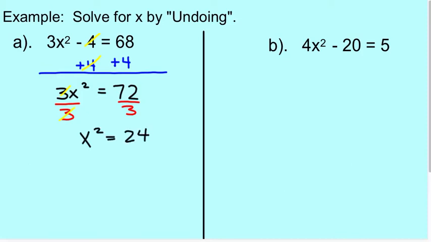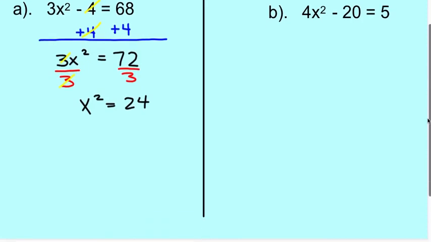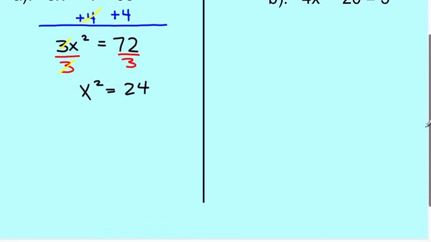Next step is to undo the squared. So to undo a squared, you square root both sides. One of the most popular mistakes students make when they square root both sides is they forget that plus and minus that has to go in front of the square root.